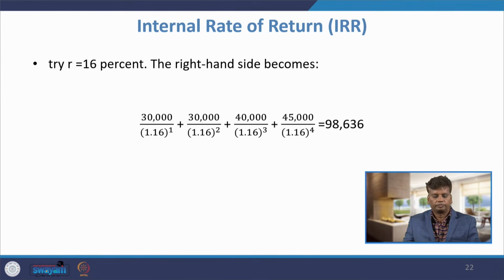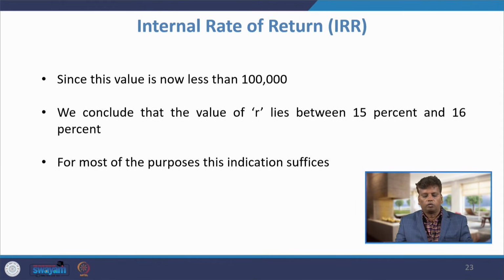So, when I use 16%, I am getting 98,636. Now, we have an idea that the interest rate is going to be between 15 and 16%. Since the value is now less than 100,000, we conclude that the value of R lies between 15% and 16%. Many times this approximate value is enough. For most purposes, this indication is enough, but if you want to know the accurate value, there is one methodology that has to be followed.